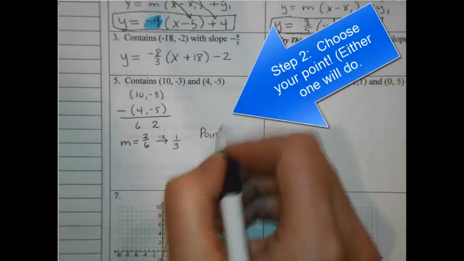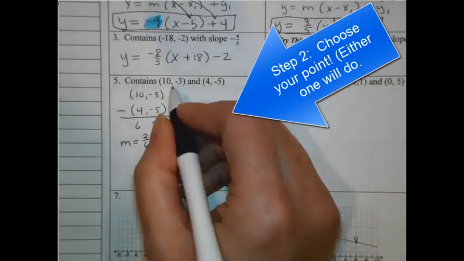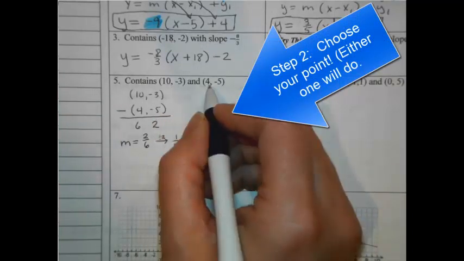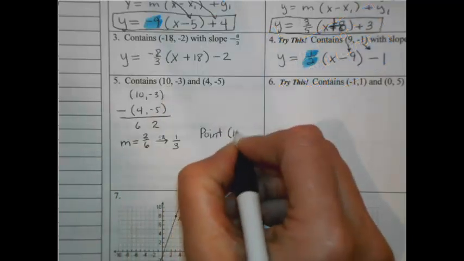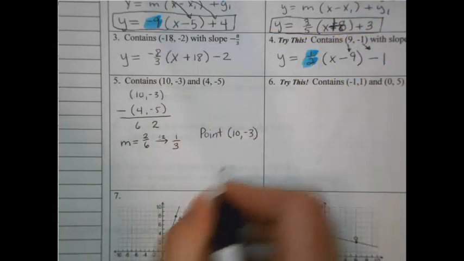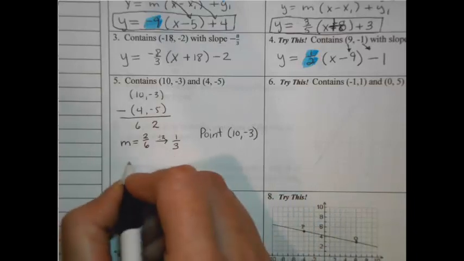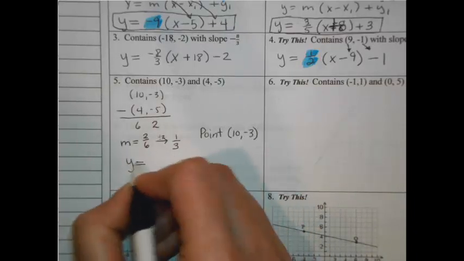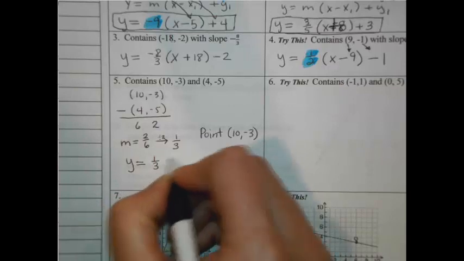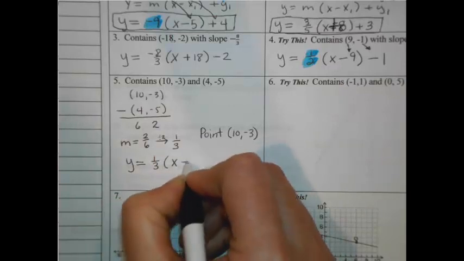Well, we're lucky because we have 2 to choose from, so we get to pick. It doesn't make any difference which one we pick. I'm going to pick the first one here in the list to use, and I'm going to write my equation. So here we go. It's going to go y equals, what's our slope? y equals 1/3 slope times, in parentheses, the x minus our x-coordinate.